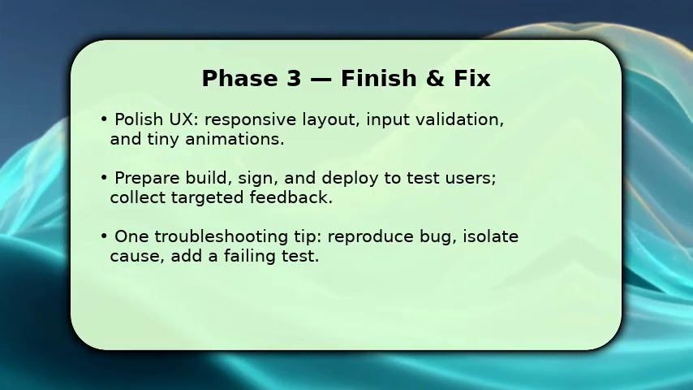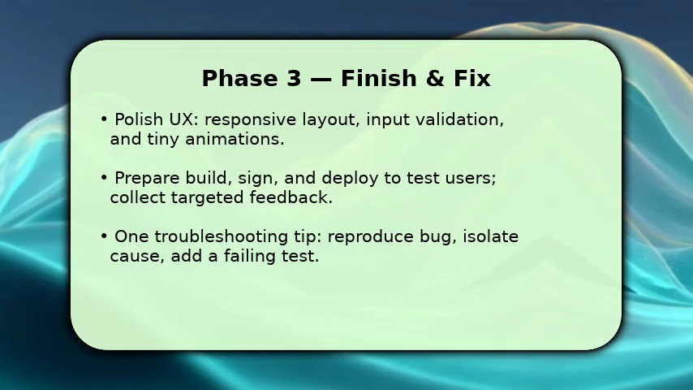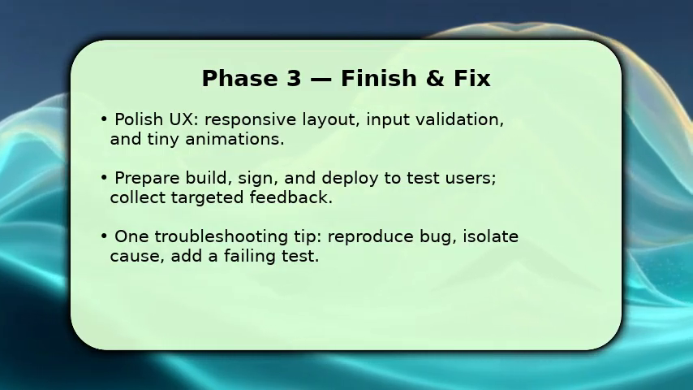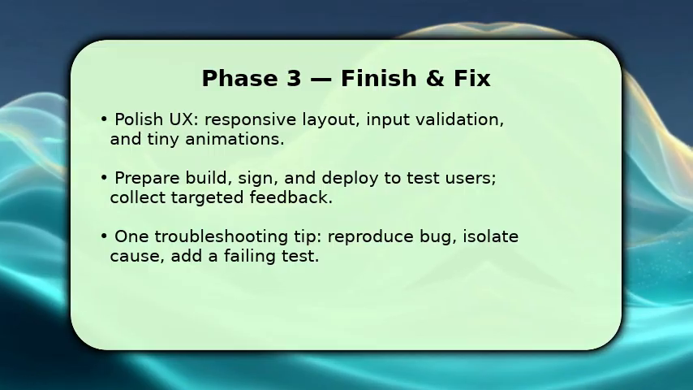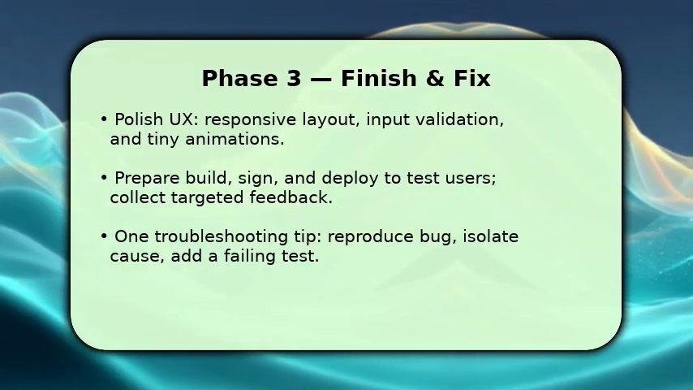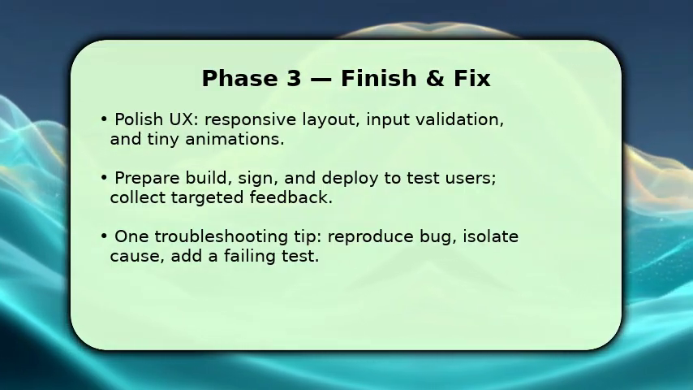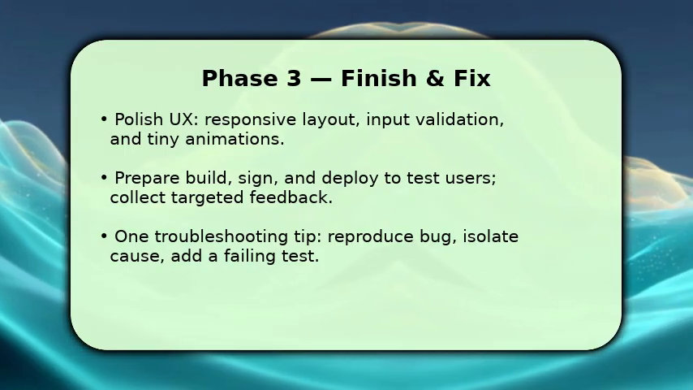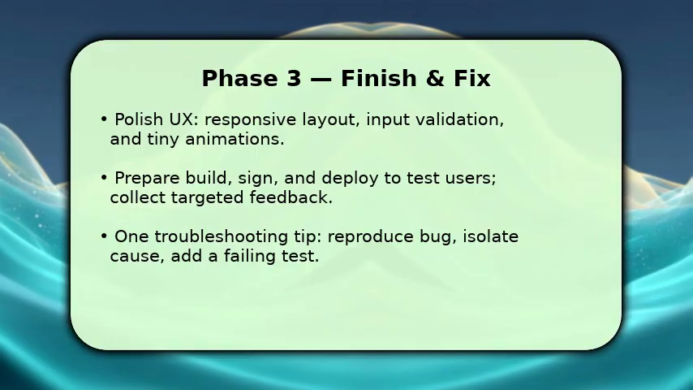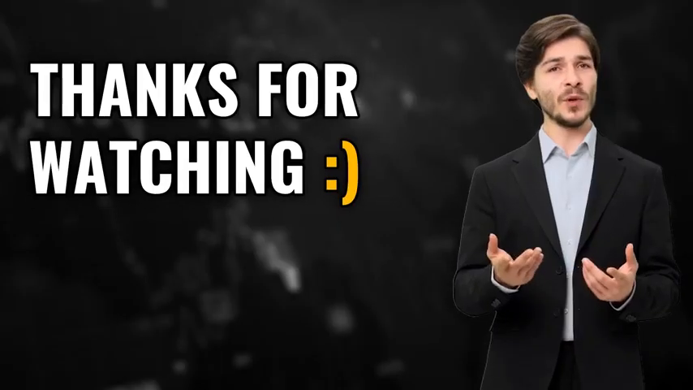Once feedback arrives, reproduce any issue reliably, isolate the cause, and write a failing test before fixing it. This prevents regressions. Finally, iterate on small performance wins and keep the change set minimal. This makes future fixes easier and your app more maintainable.